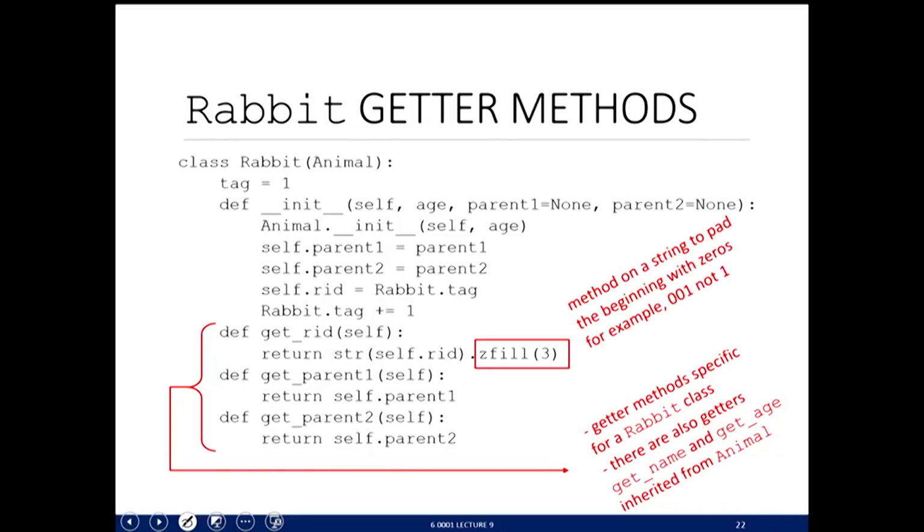Oh, I just want to mention, when I'm getting the RID, I'm actually using this cool zfill function, or method, which pads the beginning of any number with however many zeros in order to get to that number of digits here. So the number 1 becomes 001 and so on. So it ensures that I have this nice looking sort of ID type thing that's always 3 digits long.